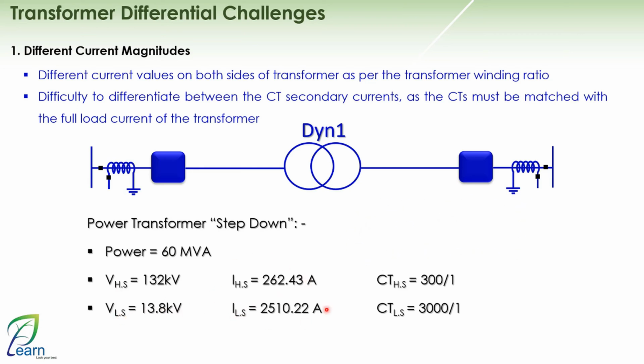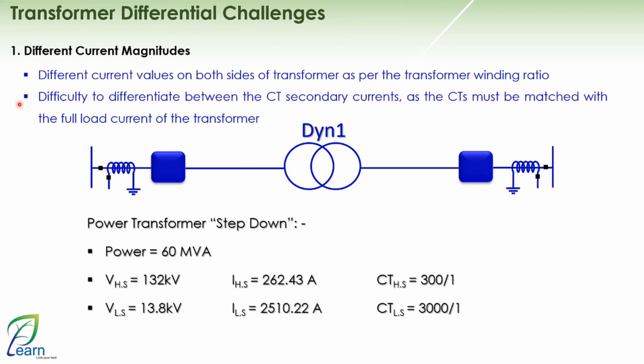Consequently, as we can see, the current on the high side is 262 amperes, and the current on the low side is 2510 amperes. This means that now at the transformer, if a current of 2510 amperes is drawn on the low side, a corresponding current of 262 amperes will flow on the high side. So we can see now that the currents in the primary circuit are actually in different natural states.